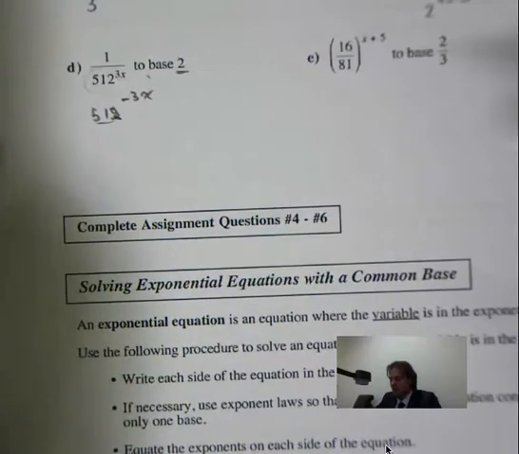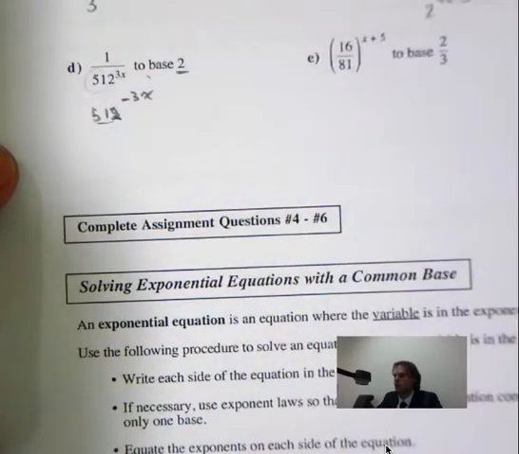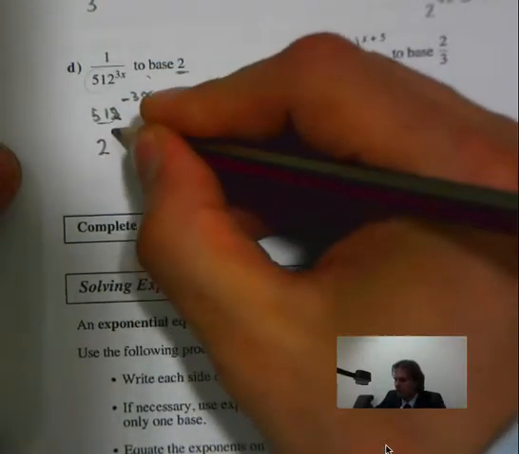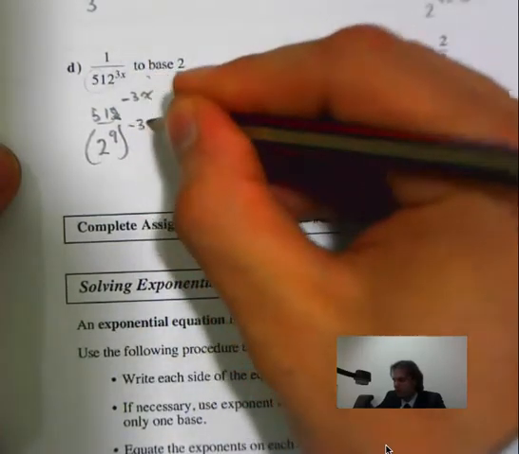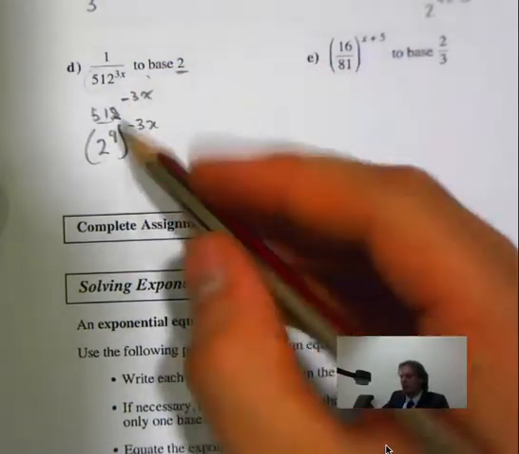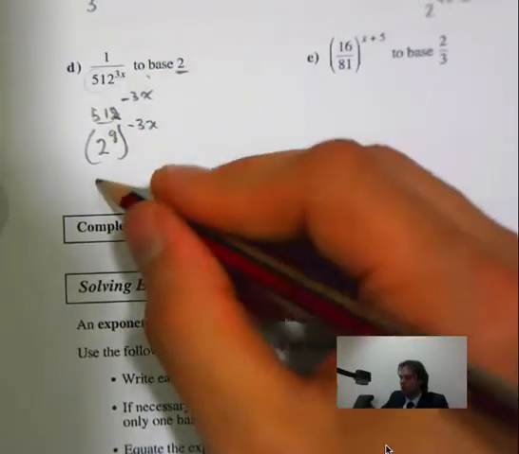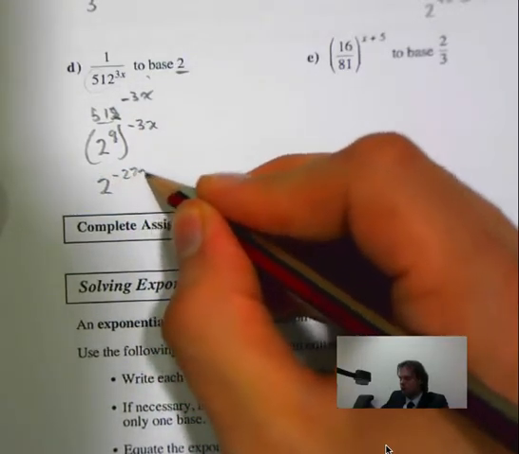Okay? Next, well, we have 512. How many 2's are in 512? Well, I think that's around 2 to the 8 or so. Oh, 2 to the 9. So that is 2 to the power of 9 is equal to 512, 3x. We can multiply 2 together many times if you want as well. Now, the power of a product, power of a power. So we have this. This is going to give me 2 to the negative 27x.